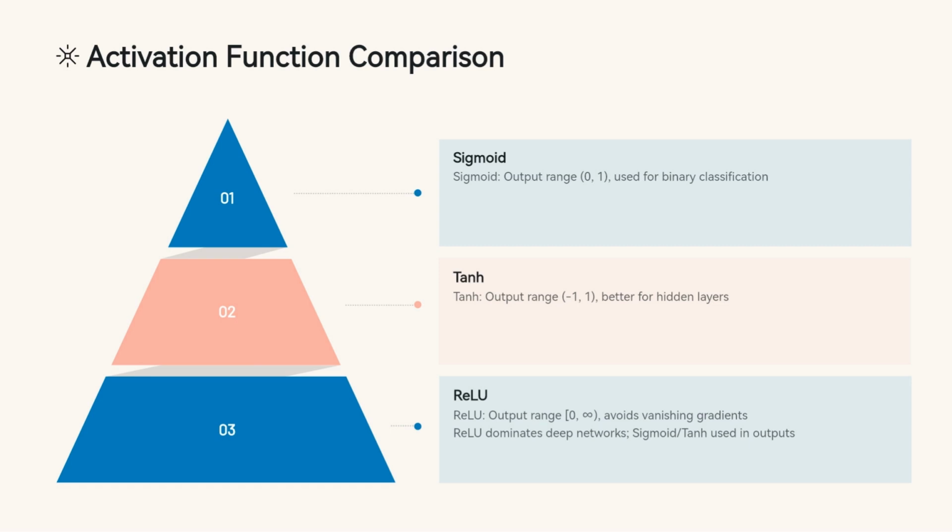Tanh is similar to Sigmoid, but has a range of [-1, 1], which makes it better suited for hidden layers in networks, as it's centered around 0. This centering can speed up convergence compared to Sigmoid.